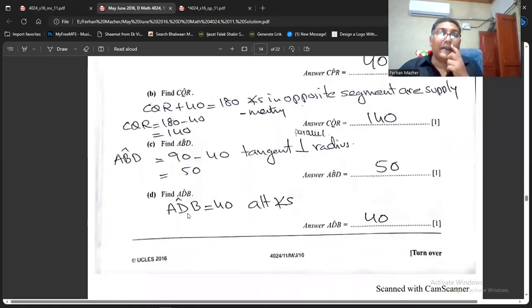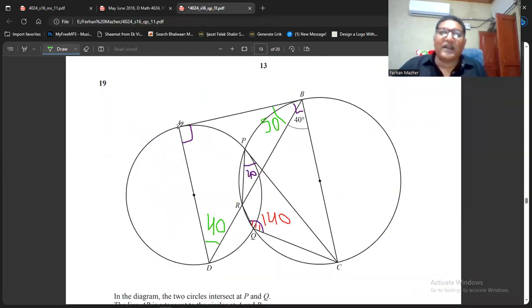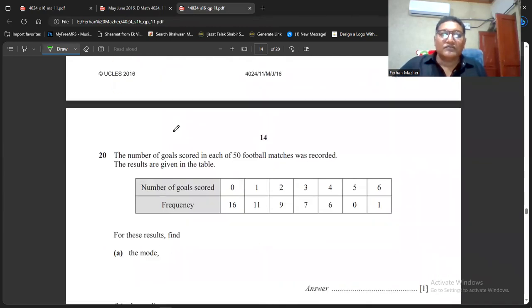You can write here ABD plus 90 plus 50 equals 180. You see, whenever I solve a question, every time we use a slightly different technique.